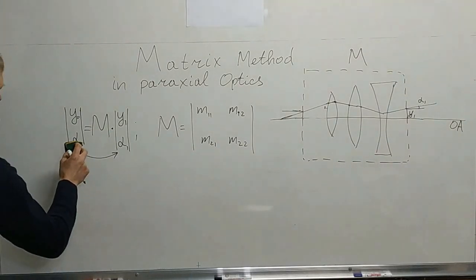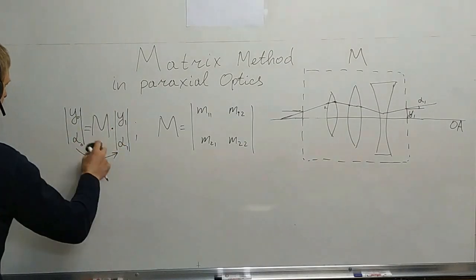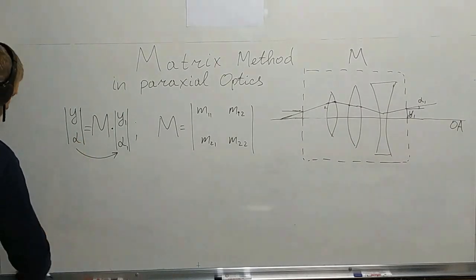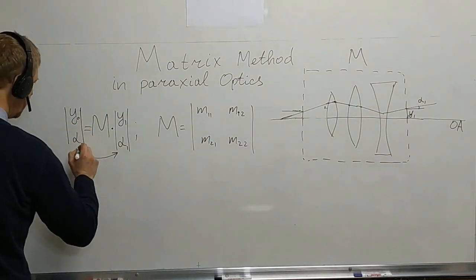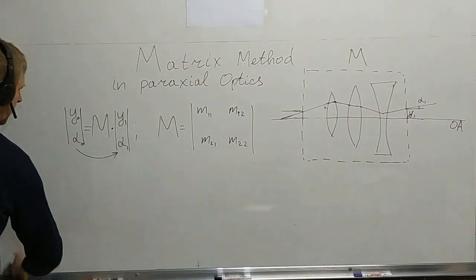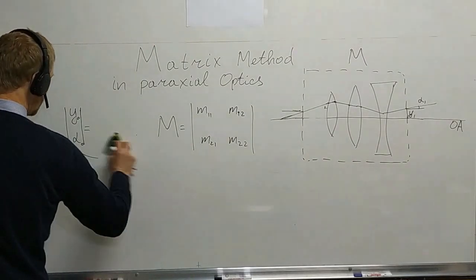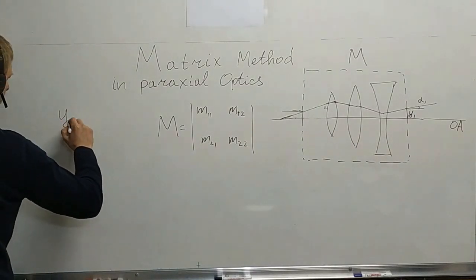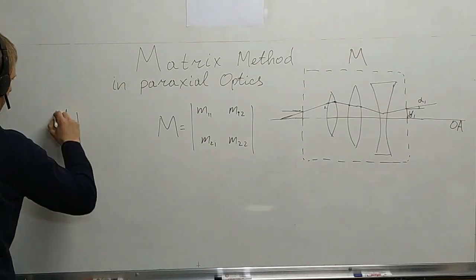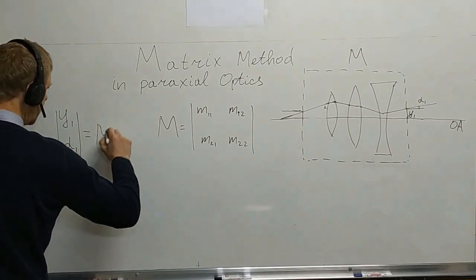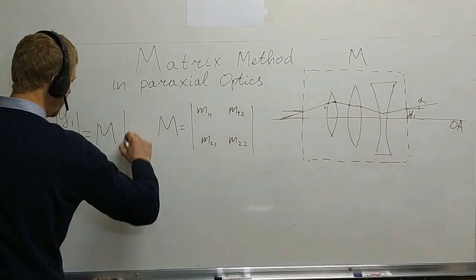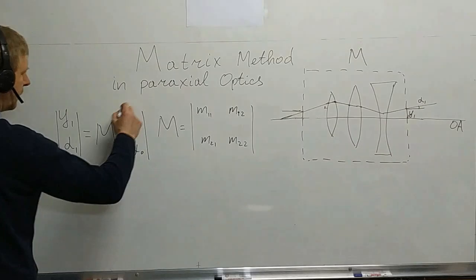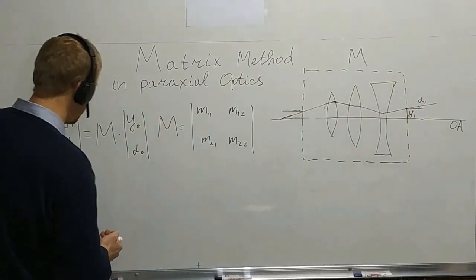I'm sorry, actually here it is written in the opposite way. Okay, this is input, this is output. So what I am looking for actually is the opposite. I need the output y1, alpha 1 as the result of multiplication of some matrix by the y0, alpha 0 vector. So this vector is an input parameter for my system.